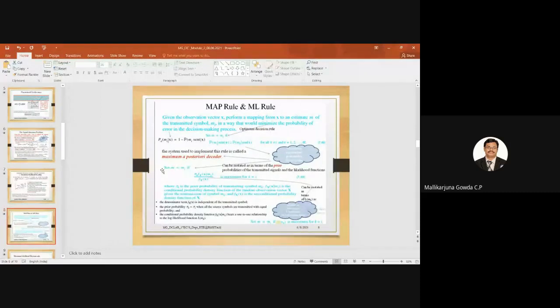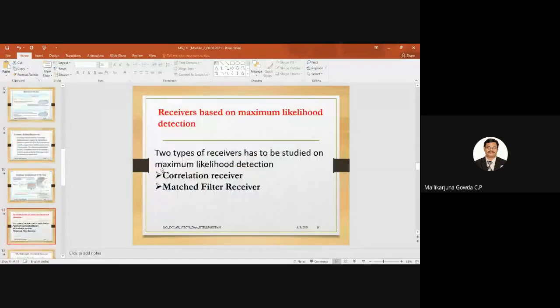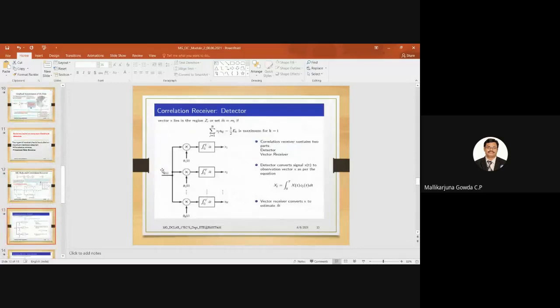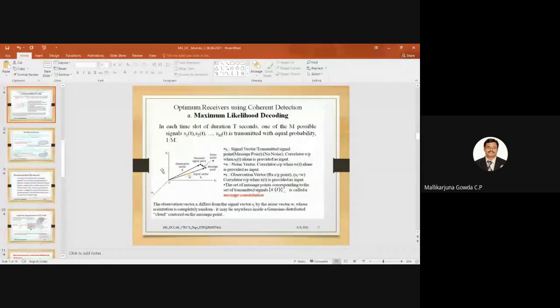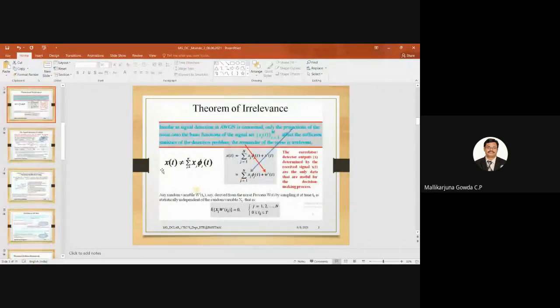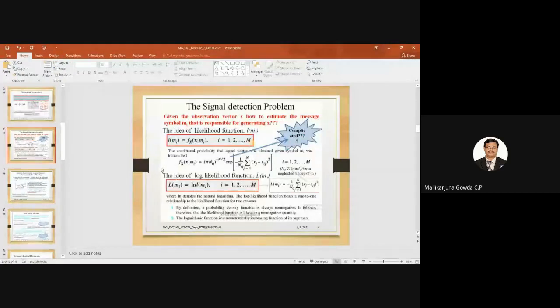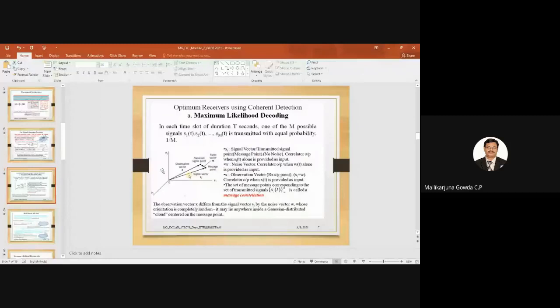I think no, the noise cloud is not there. Actually, I removed one diagram. Okay, I will take that up.